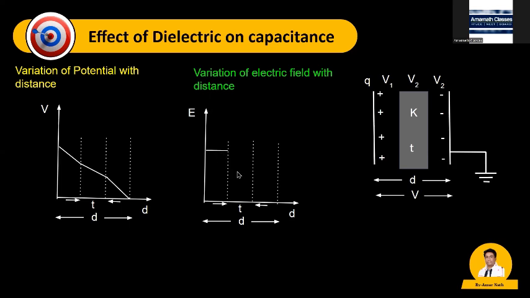If it is E naught, then here it will be a little less than this, but it will be constant only again. So if it is E naught, this will be E naught by K, but again it will be E naught, it will be again more. So this is the graph for E versus D. So you please copy the graph and let me know.